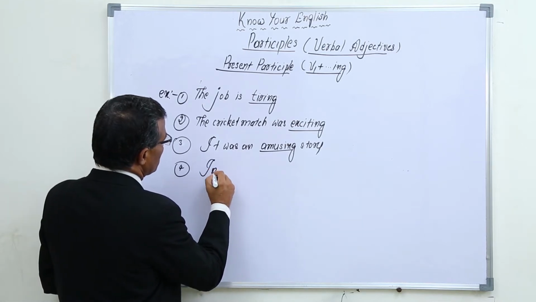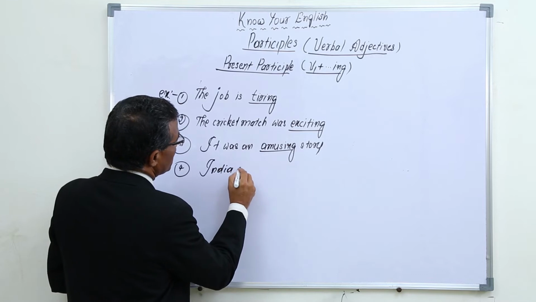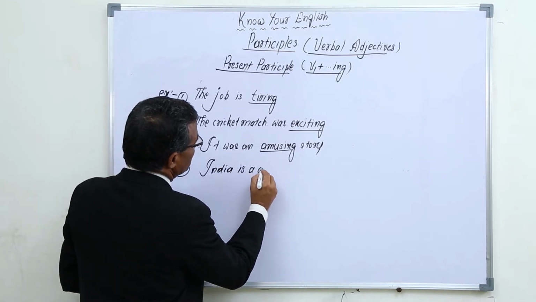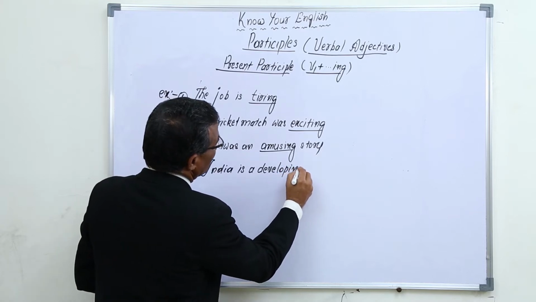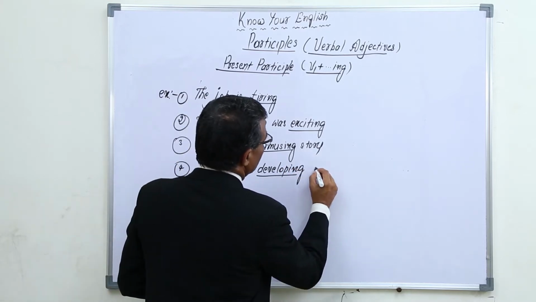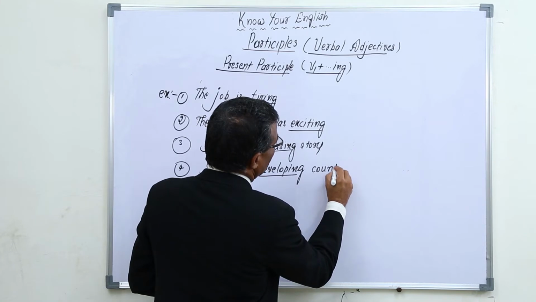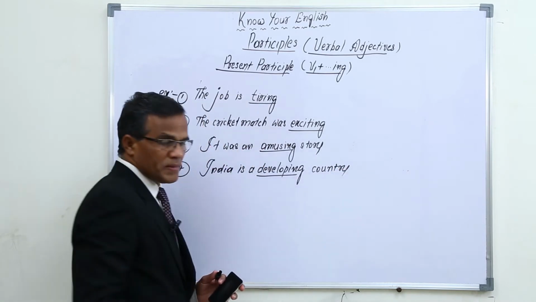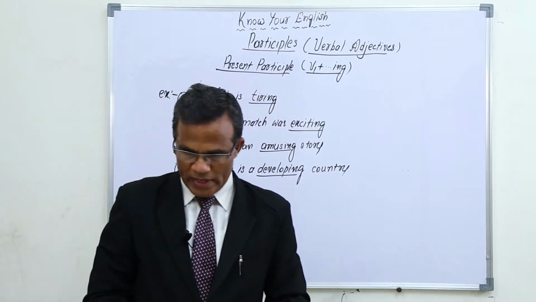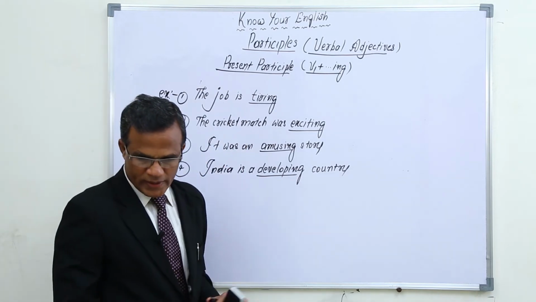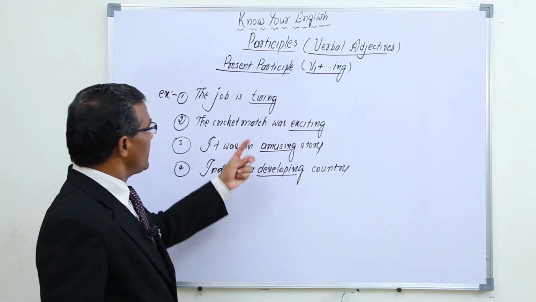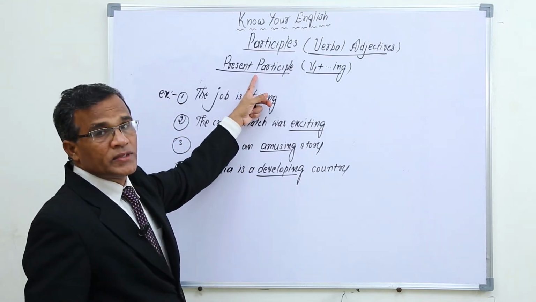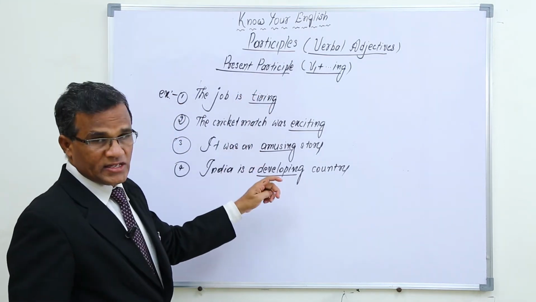India is a developing country. Developing country. So in this way, we can use many such examples. Okay. So as per this one, we can understand present participles work as adjectives.